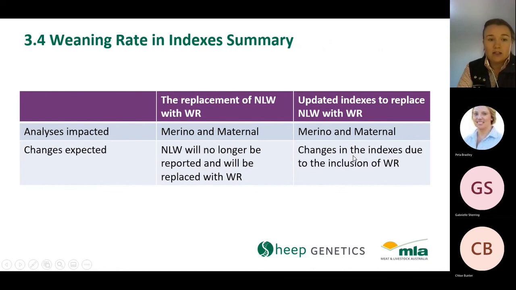So in summary, we've got two changes coming in terms of reproduction that will impact our Merino and maternal breeders. The first is that we will be replacing NLW with a weaning rate trait. This means that NLW will no longer be reported and that the reproduction trait that's available will be weaning rate. We will also be updating in any indexes that include reproduction in them from the trait being NLW to weaning rate. This will cause changes in indexes because we know that weaning rate is a different trait to NLW. So it will just be important for breeders to re-benchmark themselves when new percentiles are available.